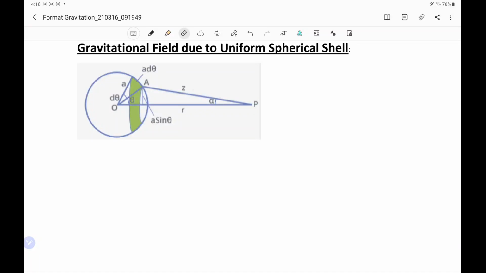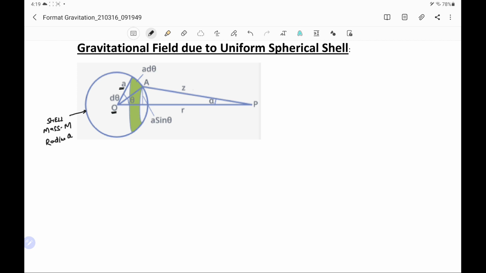Next, we have to find the gravitational field due to a uniform spherical shell. Already we have found the gravitational potential due to a spherical shell. Here, this is the shell which has mass m and radius a. This radius is shown here.